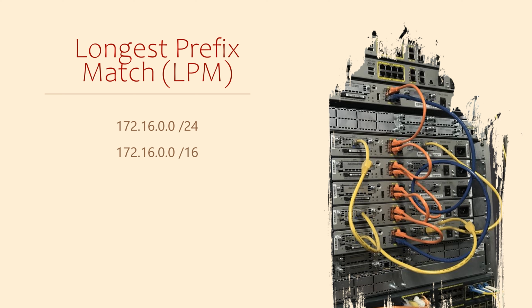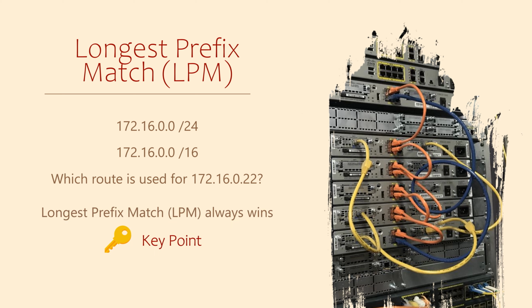Now, this raises an interesting question. If our router wanted to forward a packet to, say, 172.16.0.22, which next hop would it use? This brings us to the next key point. The longest match always wins. The term for this is longest prefix match, or LPM.